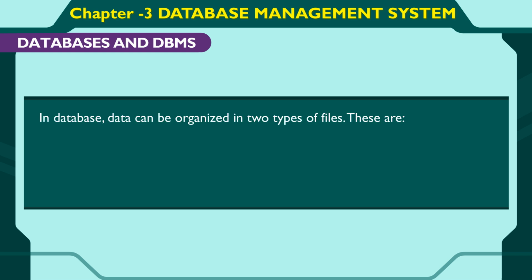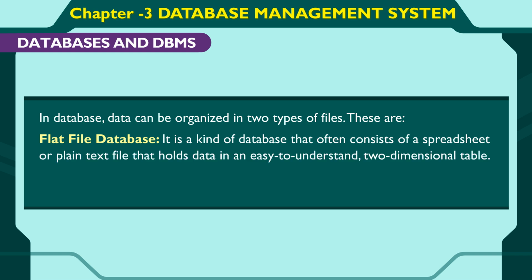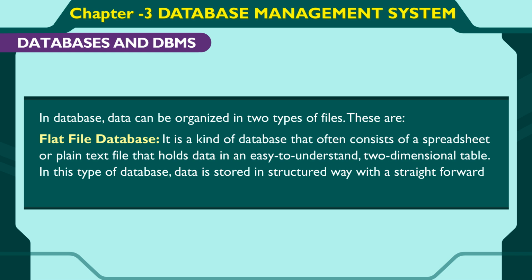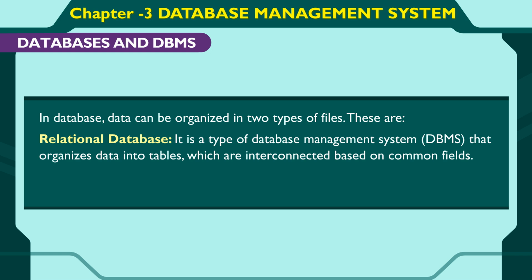In database, data can be organized in two types of files. These are flat file database. It is a kind of database that often consists of a spreadsheet or plain text file that holds data in an easy to understand two-dimensional table. In this type of database, data is stored in structured way with a straightforward format. Relational database. It is a type of database management system that organizes data into tables which are interconnected based on common fields.